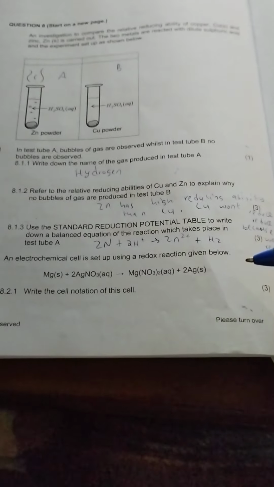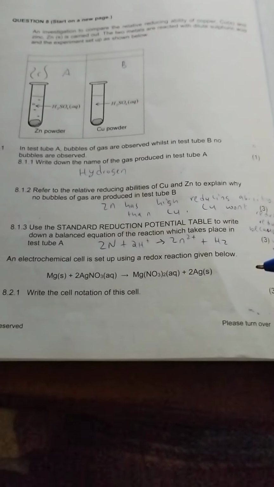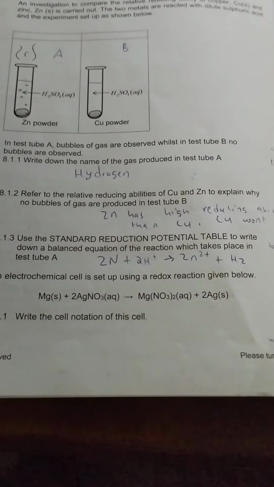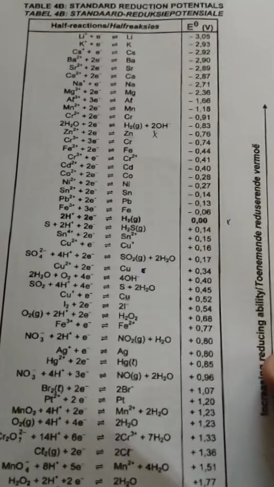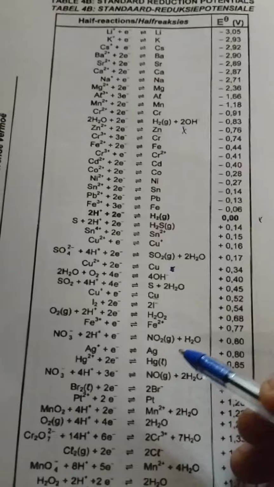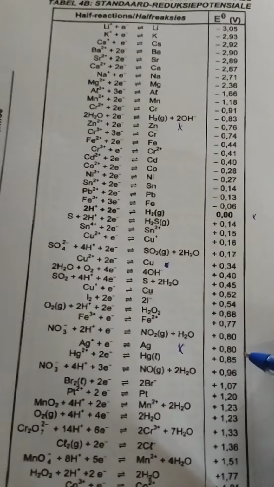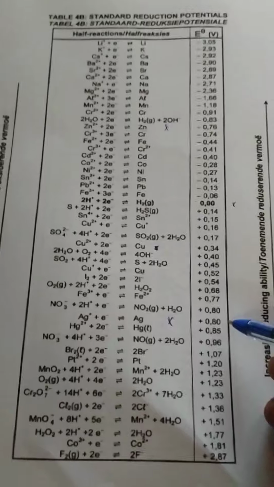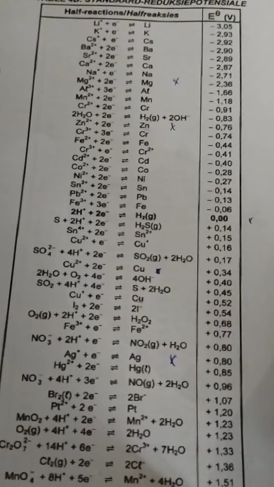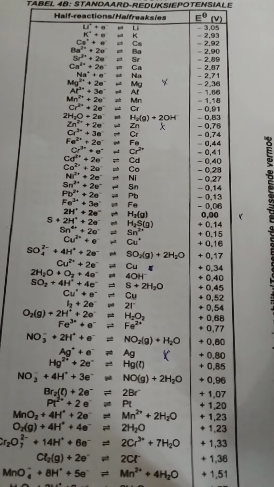So they're asking us now, an electrochemical cell was set up using the following. They're having Mg and also Ag, which is silver. So they're asking us to write the reaction for this. Let's compare Mg and silver based on their values. That's Ag there. I found Ag. Ag is 0.8. Let's find Mg now. Mg is up there, negative 2.76, meaning Mg is smaller than Ag.